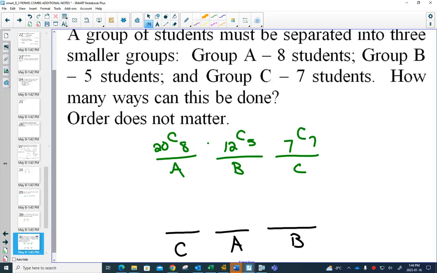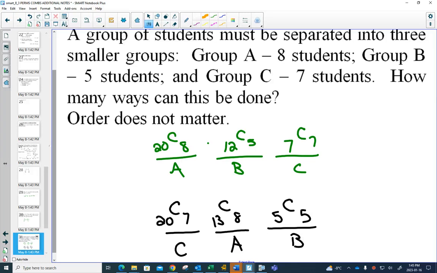But let's look at it. If I choose C first, there's 20 people, I would choose 7 of them. And then for A, now there would be 13 left, I would choose 8 of them. And now 5 left for B, 5 choose 5. The numbers look different. If you type them into your calculator, it actually comes out to the same. Why does it work out?